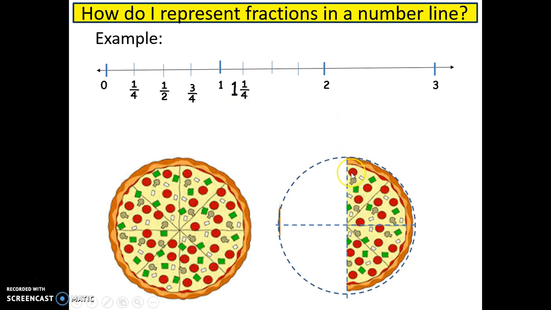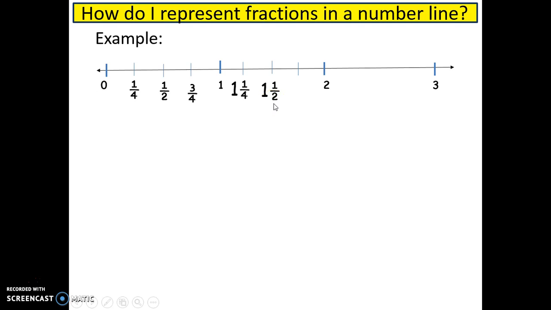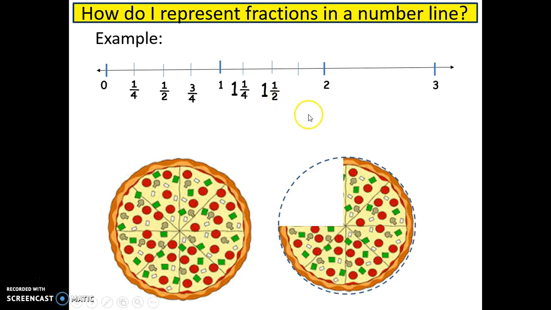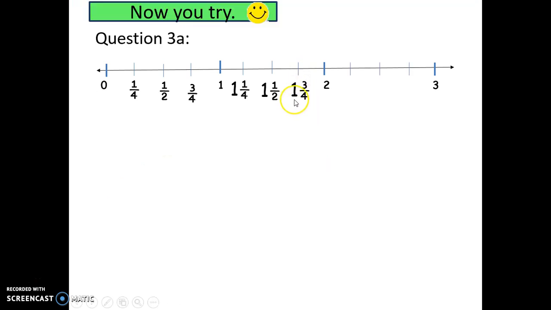Okay, the next one, you can see here, there is one whole here and 1/2. So the second division after the one whole is represented by this mixed number, 1 whole and 1/2. Or you can call it 1 and 1/2. Okay, similarly, for the next one, you have 1 whole and 3/4. So this third division here is represented by 1 whole, 3/4, or you can call it 1 and 3/4.